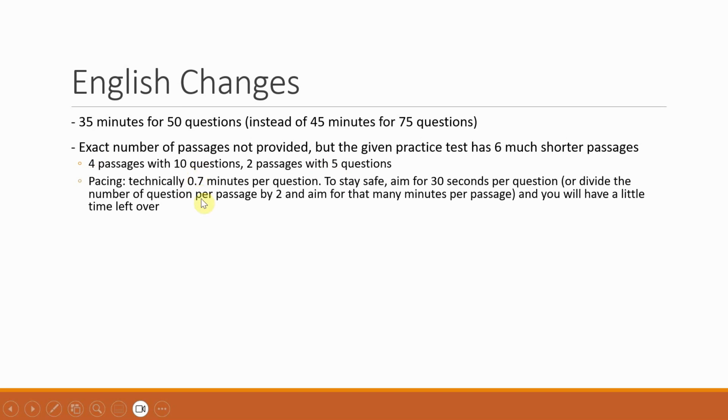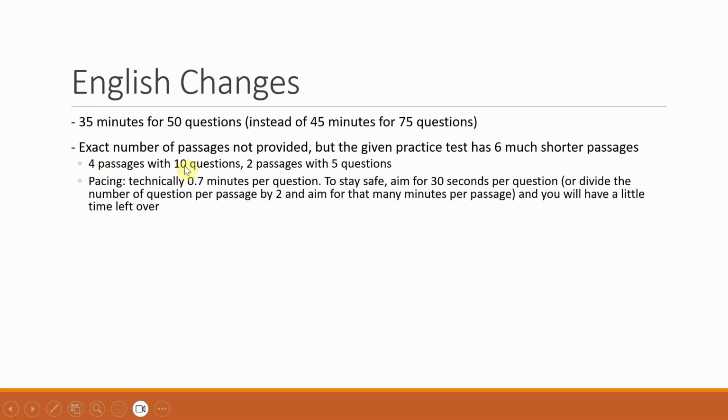So pacing-wise, what this comes out to is 0.7 minutes per question, technically. That's not very useful. You're not going to try and do anything with 0.7. But I don't want to give a time per passage because, as you can see, there are potentially different size passages. So the better thing I would recommend is to aim for about 30 seconds per question, or better, go count how many questions are in the passage, divide that by 2, and aim for that many minutes for that passage.